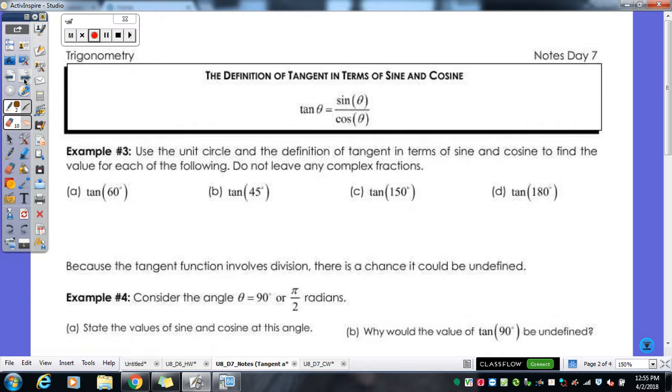Using the unit circle and the definition of tangent in terms of sine and cosine, find the values for each of the following. Do not leave any complex fractions. Complex fractions means you have a fraction within a fraction. So for tan of 60, that means we're going to take the sine of 60 and put it over the cosine of 60.